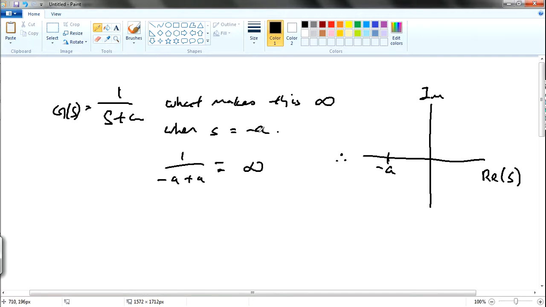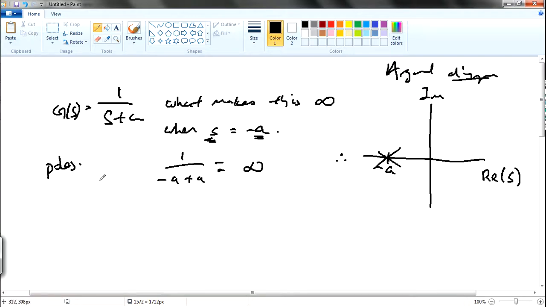And therefore, when you plot it, this is the real axis, this is the imaginary axis, this is the Argand diagram, if I'm not wrong. But this real axis is in terms of s, so whatever s you have found, in this case it's minus a, so there's a mark at minus a over here. So this is your pole.